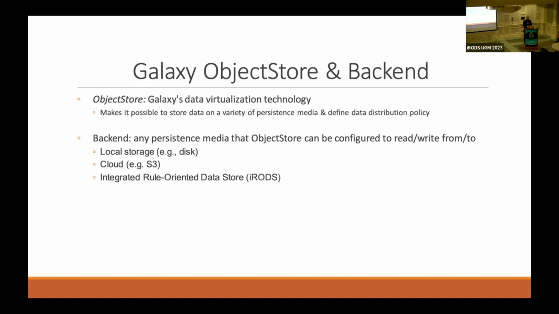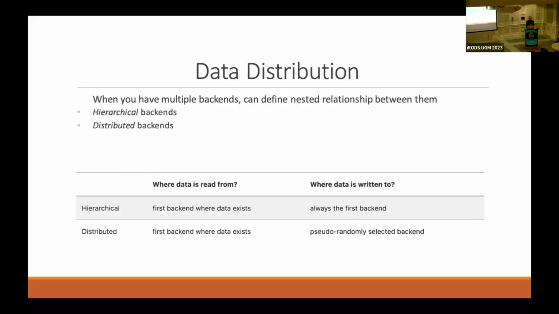So Galaxy has this concept of object store, which basically is a data virtualization layer and allows you to store data on various backends. Backends is basically any persistence media that an object store can be configured to read from or write to. And Galaxy supports disk, S3, iRODS, among other backends.